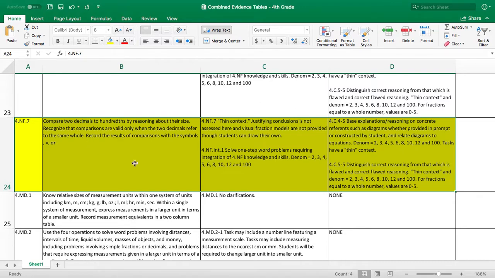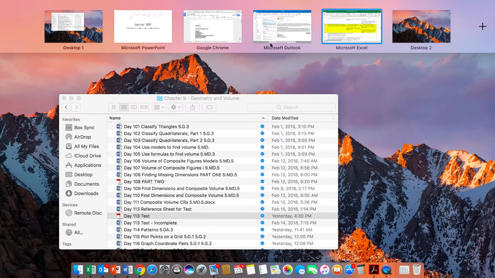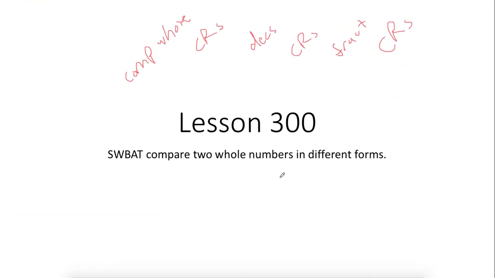And the way we're going to help kids pass the PARCC is by using these evidence tables and following what's written in the standards. And so this is our plan. All right, so back to the PowerPoint. First lesson, compare two whole numbers in different forms. This is just really establishing what work looks like and practicing.